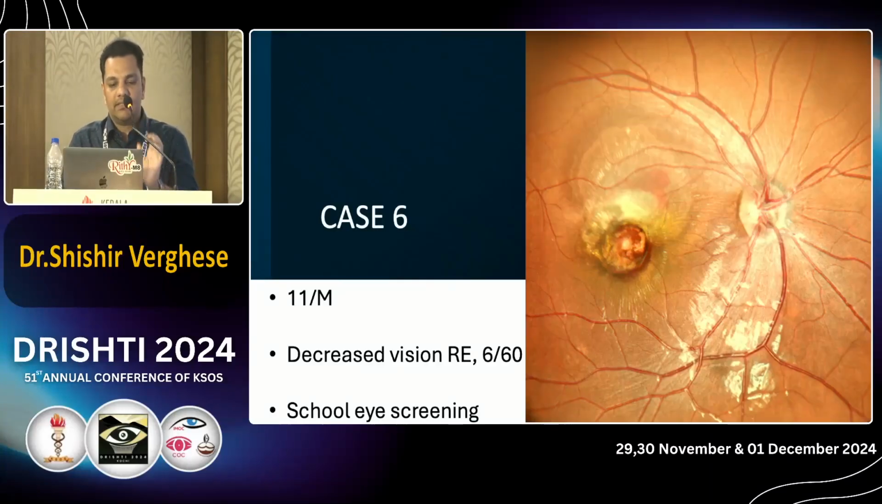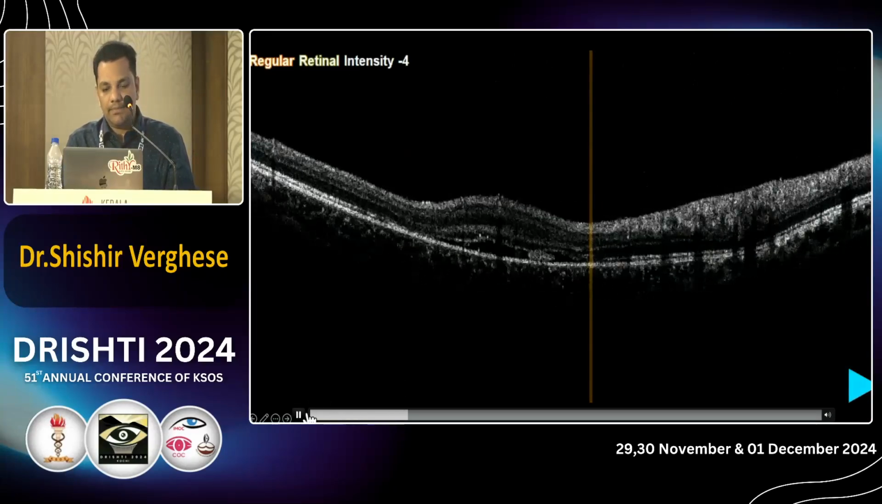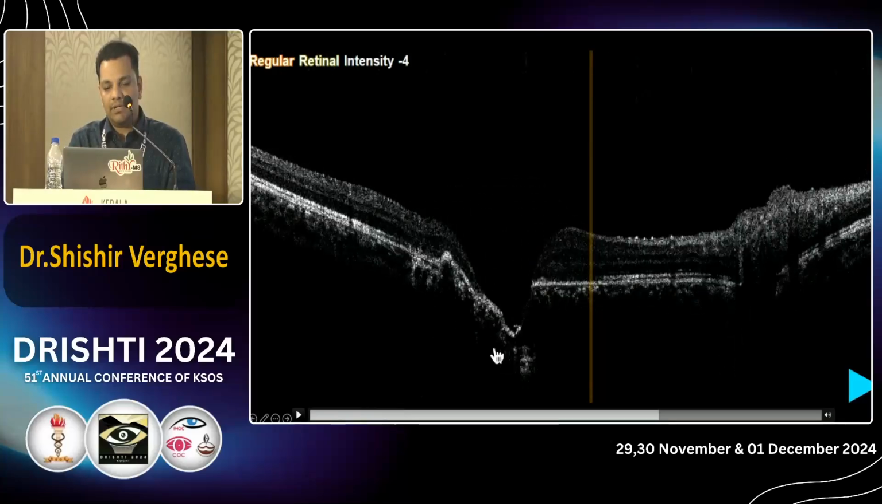So another case, an 11-year-old boy with decreased vision in the right eye, 6/60, noticed during a school eye screening. He has a punched out choroidal lesion there, which is probably a toxo lesion, and then he's got this hyperreflective or yellowish area there, along with subretinal fluid and a subretinal hemorrhage. So this is the OCT of the same. As you can see, subretinal fluid, subretinal hemorrhage, and you have that punched out lesion there.